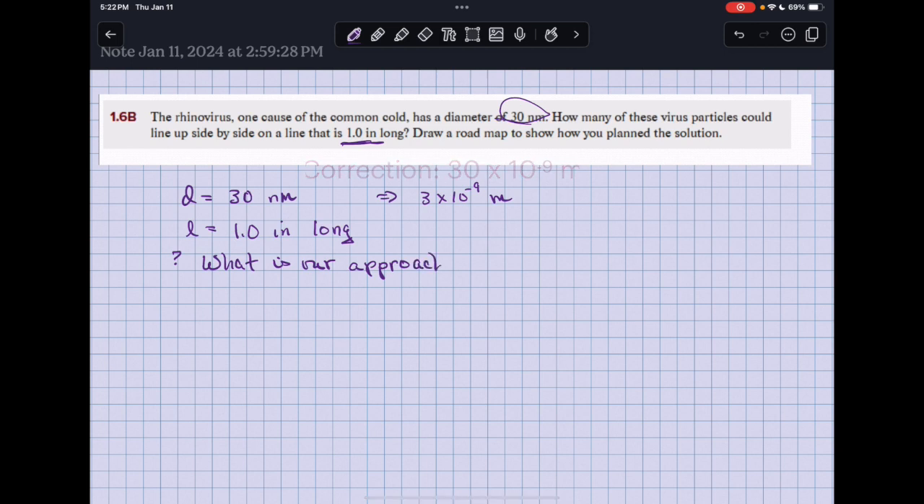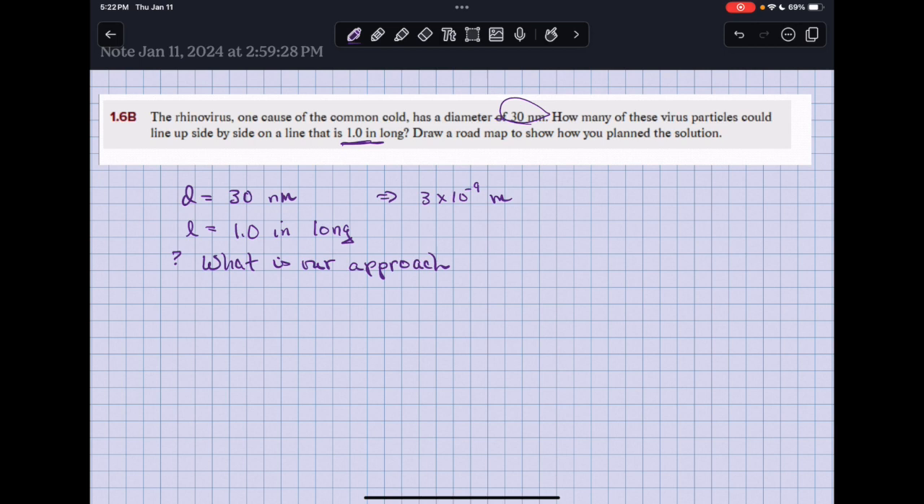All right. The first thing to note, of course, is that we've got a disconnect between the units. We have one set of units in nanometers and the other set of units in inches. So clearly we're going to have to do a unit conversion. Either we convert nanometers to inches or inches to nanometers. Either approach will work in this particular case. What I'm going to do is convert the nanometers into inches.